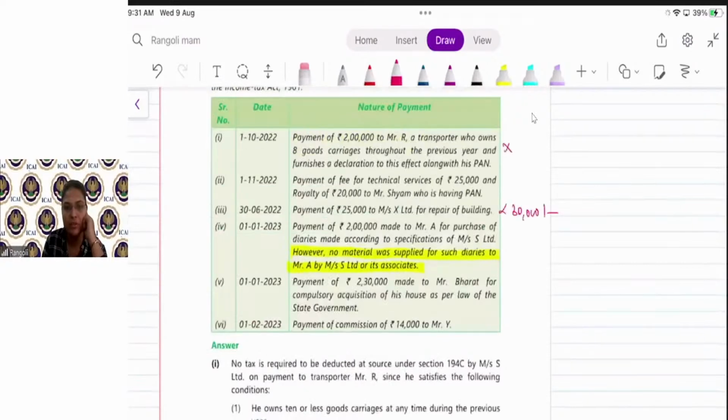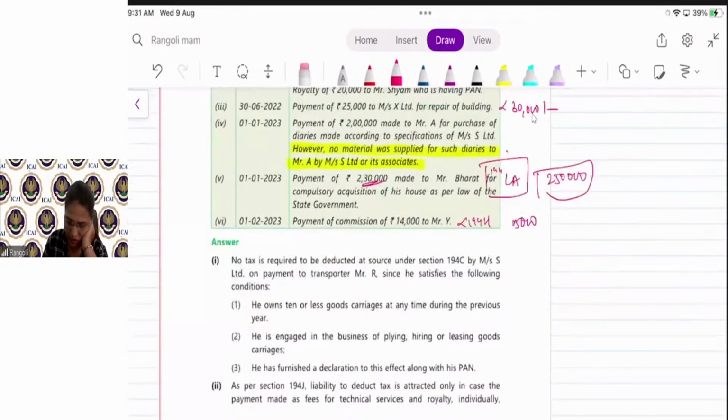Next, payment of commission of 14,000 to Mr. Y. Also, it is less than the threshold limit under 194H. It is 15,000. So, no TDS is applicable. Everyone clear with this? Yes or no?